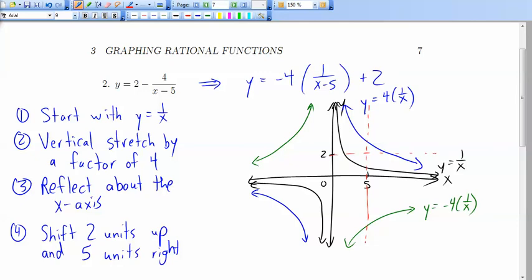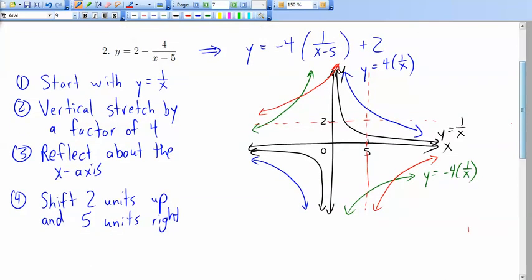These rational graphs get a bit messy when we do them. But there's no avoiding it. So there's that top left branch of the green graph that's been shifted over and up. And this bottom branch of the green graph shifted over and up. Okay. And our new asymptotes, we've got a vertical asymptote at x equals 5, and we've got a horizontal asymptote at y equals 2.